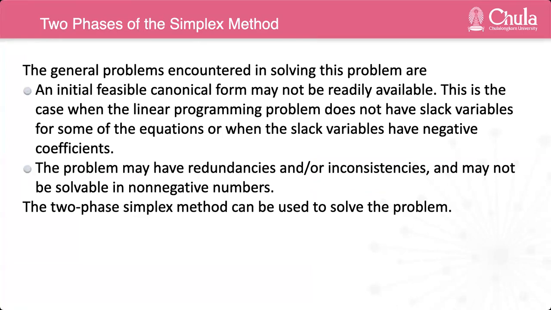So the next topic is two phases of the simplex method. Previously, we learned the simplex algorithm. However, we have some limitations. The first limitation is we cannot deal with equality constraints. Also, we cannot deal with a constraint where the right-hand side is negative. Every time the right-hand side must be non-negative.